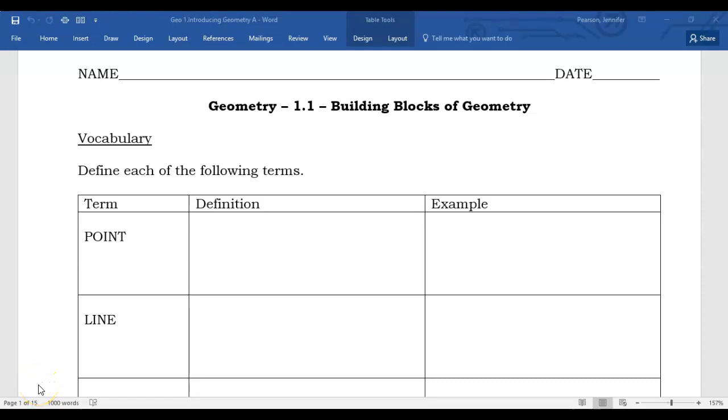This is Geometry Lesson 1.1, Building Blocks of Geometry. So we're going to start with a whole bunch of definitions. The first one here is point.